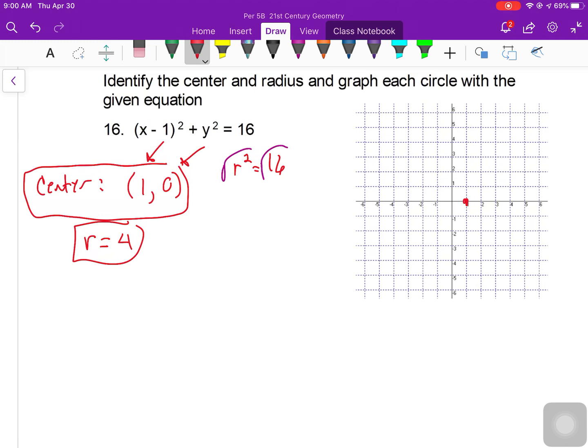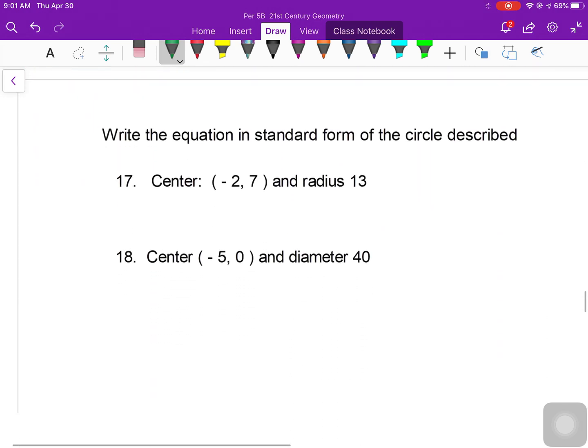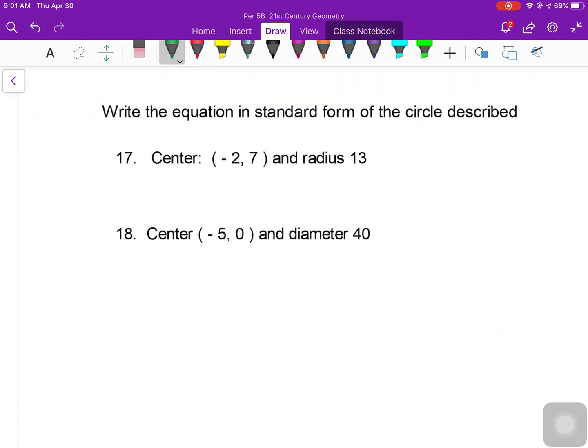Sketching our circle, I'm going to go right 1 and up 0. And now I need to move 4 in each direction. 1, 2, 3, 4 to the right. 1, 2, 3, 4 up. 1, 2, 3, 4 to the left. 1, 2, 3, 4 down. And then we do our best to draw a circle that goes through them, keeping in mind that it does not have to be a perfect circle. It just needs to look like a circle and go through those points.